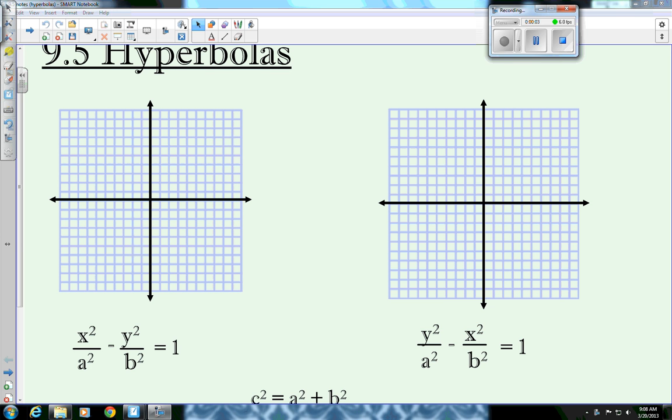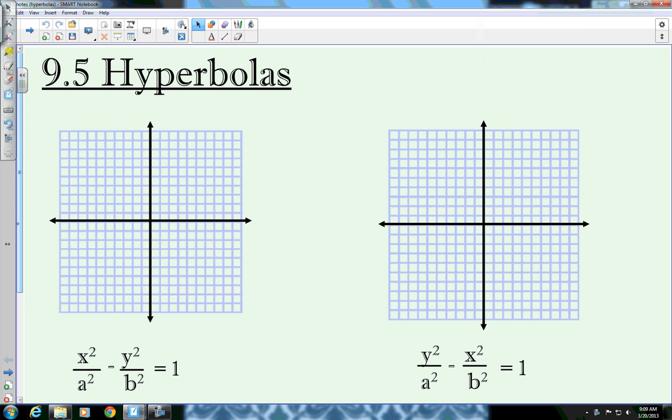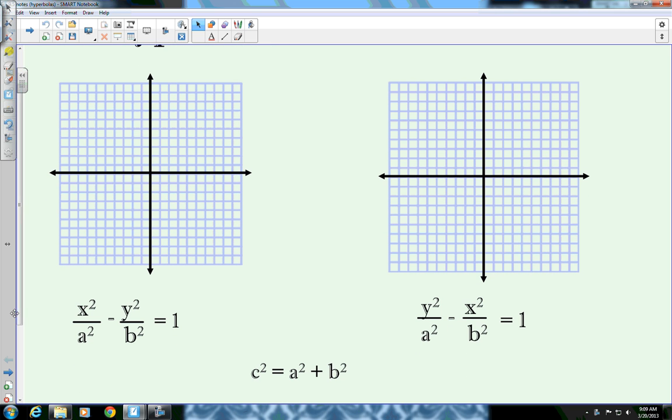9.5 hyperbolas. When you look at hyperbolas, the general form of their equations is x squared over a squared minus y squared over b squared equals 1, or y squared over a squared minus x squared over b squared equals 1. Now, what do you see that's different with these from an ellipse? There's a negative. So if there's a minus, it's a hyperbola. You still have an x squared and a y squared, but there's a minus between them. So that's how you recognize the equation of a hyperbola.